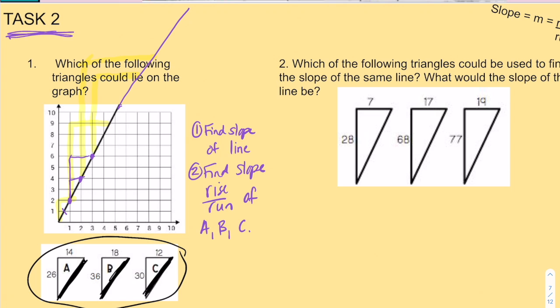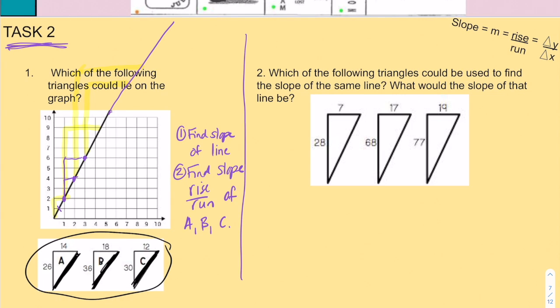Okay. And then likewise for number 2, it says which of the following triangles could be used to find the slope of the same line. So if they're on the same line, the slope would have to be the same. So if I call this triangle 1, 2, and 3, we're really thinking about, do any of those have the same slope? Maybe none of them do. Maybe 2 of them are the same. Maybe they're all 3 the same and they could all be on the same line. So again, we would have to find the slope. We would have to find rise over run for each of these 3 problems and then consider, are any of them the same?